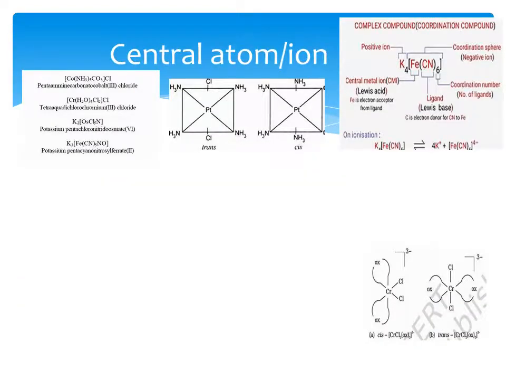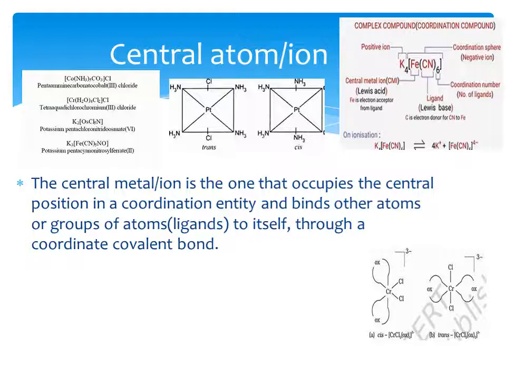The next important terminology is central atom or ion. The central atom or ion is the one that occupies the central position in a coordination entity. I have a picture here. In the central position, the metal atom or metal ion present at the center is platinum, and here, chromium. Take this example, [Fe(CN)6]4-, which is the coordination entity when K4[Fe(CN)6] ionizes. The central metal ion present in this coordination entity is Fe2+.